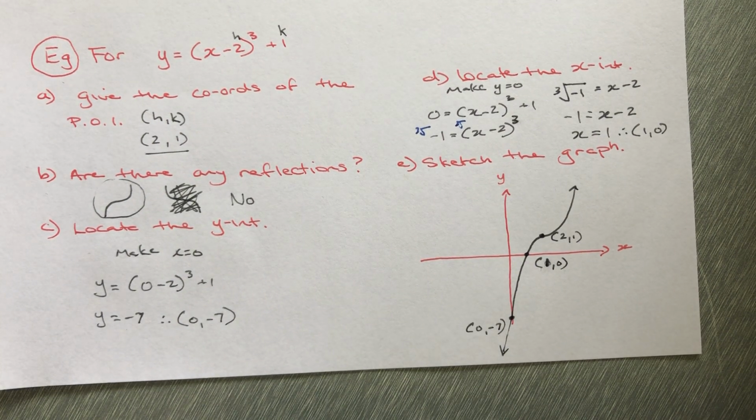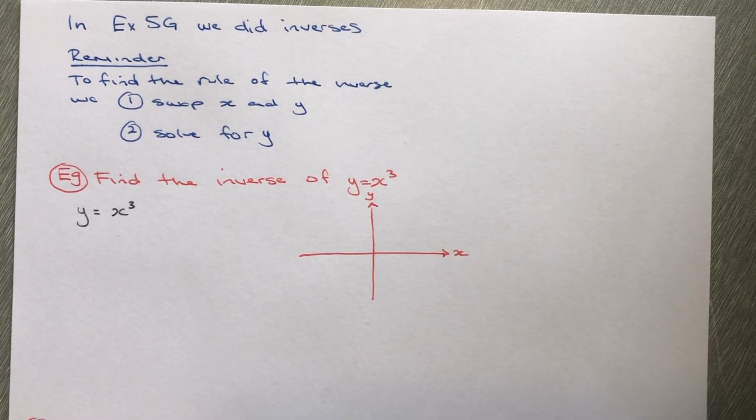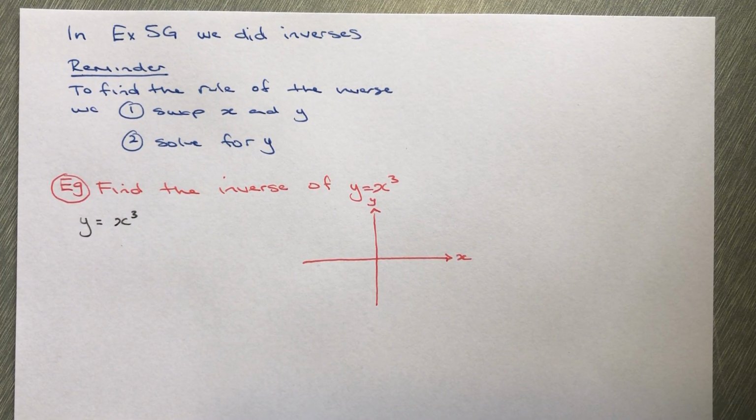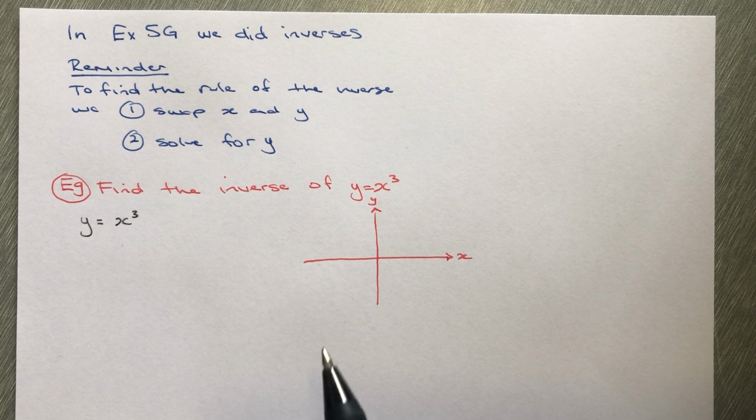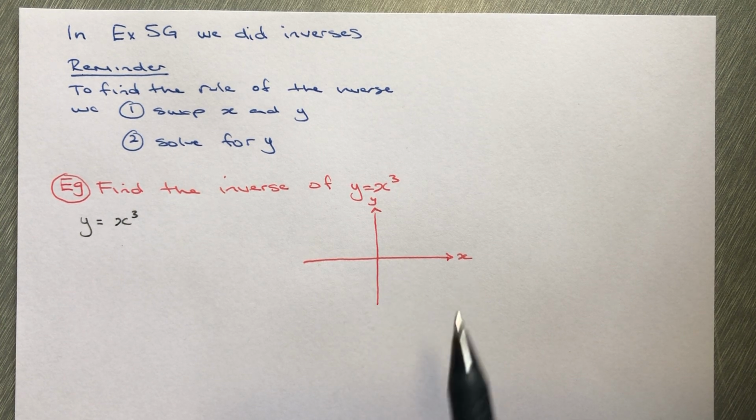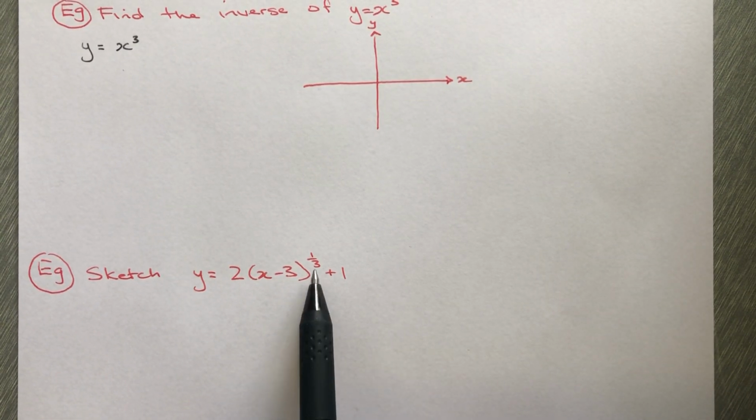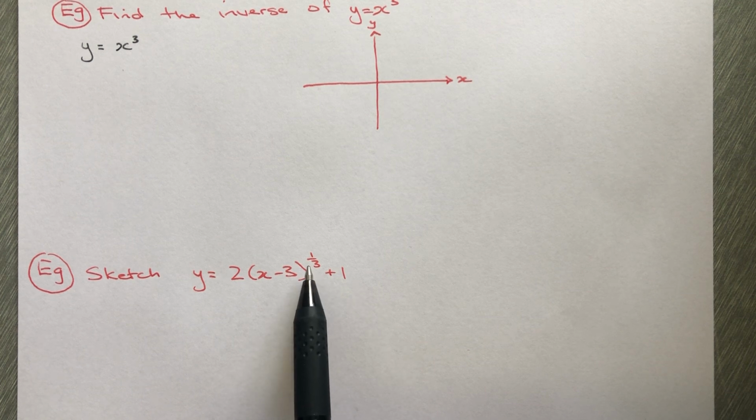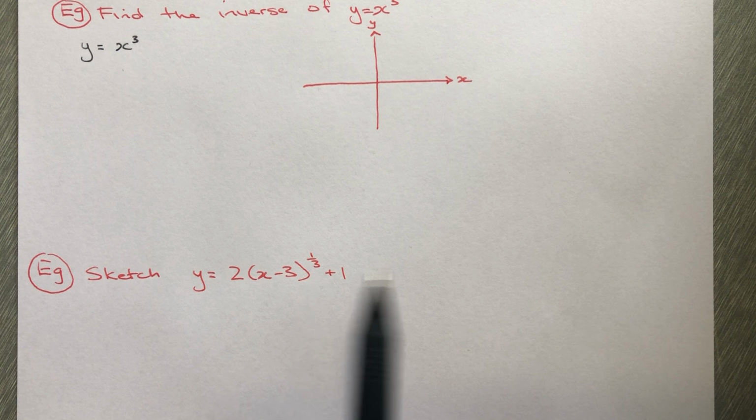Let's do another example. And this will be our last one. So in this exercise, it doesn't only talk about those sort of graphs we just did with the point of inflection. It actually talks about ones that look like that as well. So we've got a power of 1/3, which is cube root as well.